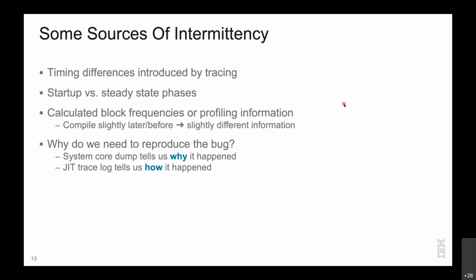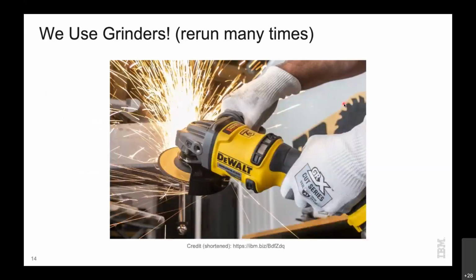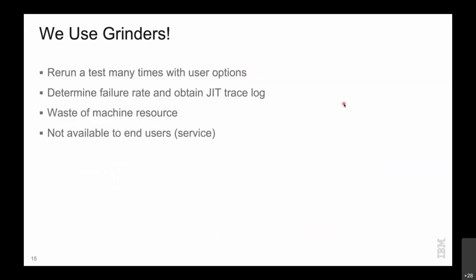So how do we typically solve these Heisenbugs? Well, we use grinders, of course. Not the grinders that are depicted here, but Jenkins grinders. I'm not sure who actually came up with this term, probably predates me, but grinders is just a word that we use to run a test many, many times with user-defined options.